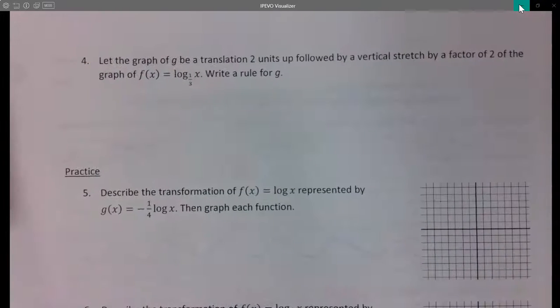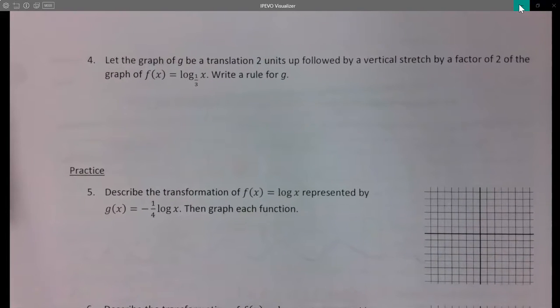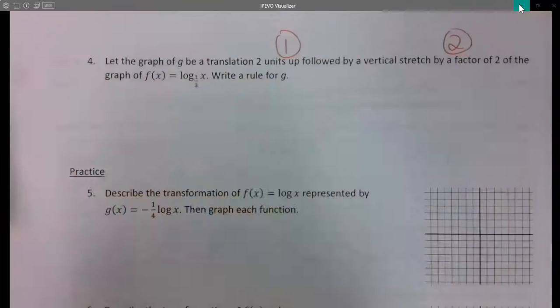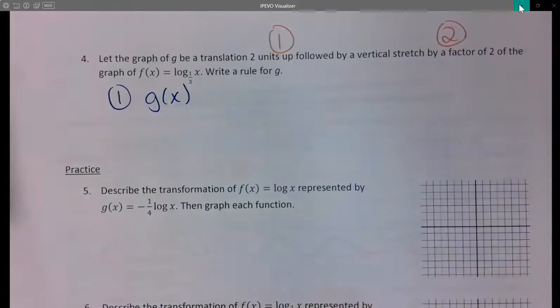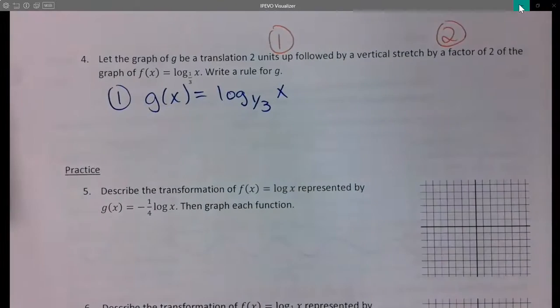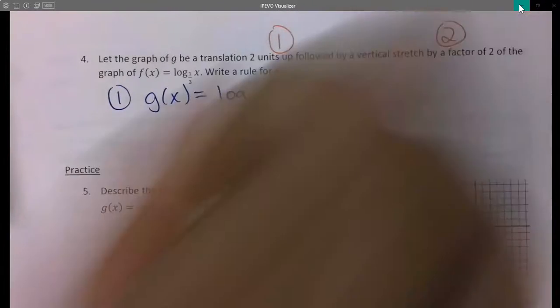Then I have one more. It is telling me this one is going to go 2 units up and then have a vertical stretch. So for my first step, 2 units up is outside of parentheses. So I'm just going to have log base of 1/3 x and then just add 2 at the end.